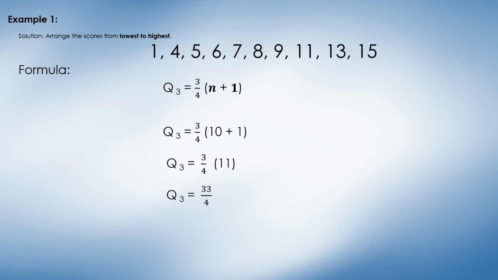And then divide it. If we are going to divide 33 by 4, the answer is 8.25. Or rounding off, this is 8. So let us now look for the 8th term. So 1st, 2nd, 3rd, 4th, 5th, 6th, 7th, 8th. So this is our 8th term, the number 11. So the value of our third quartile is equal to 11.